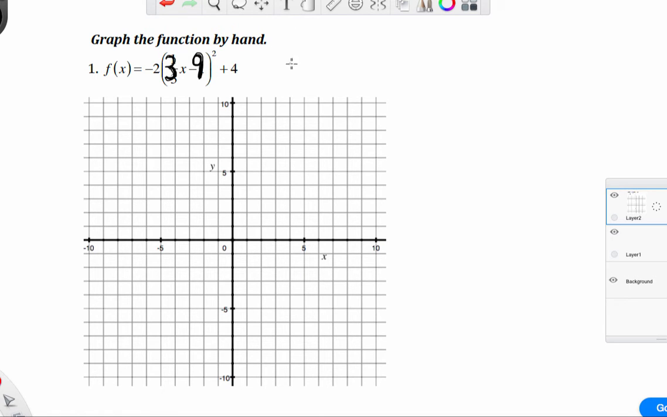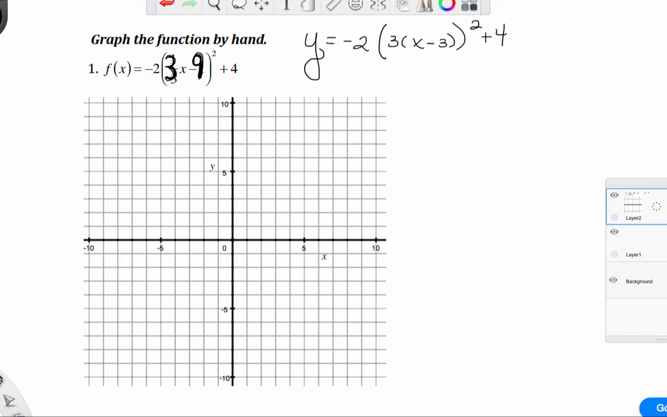So let's go ahead and put this in the correct format for graphing using transformations. We're going to need to factor out, on the inside of that function, that 3 off of the x. And when you do that, you have x minus 3 left behind on the inside.